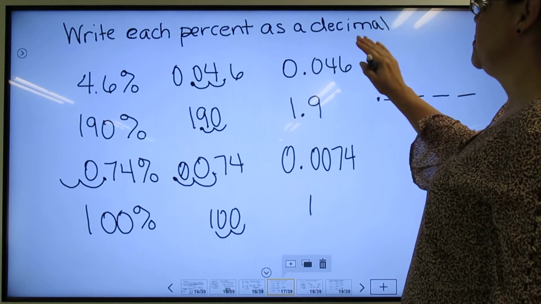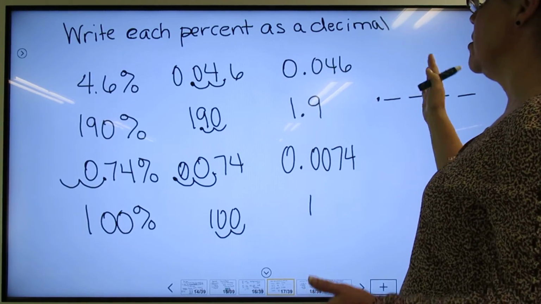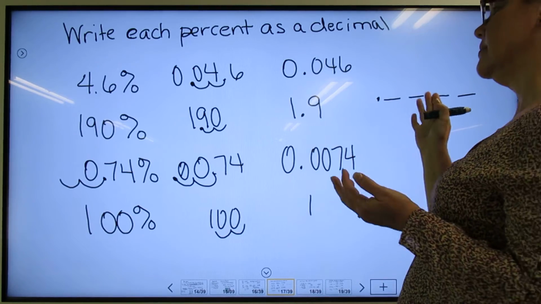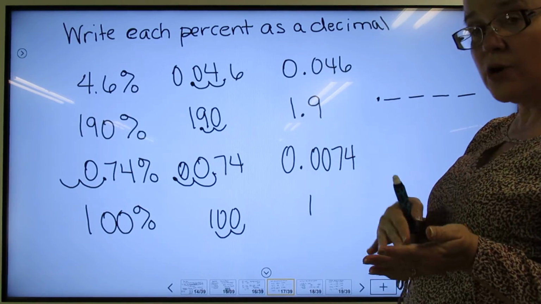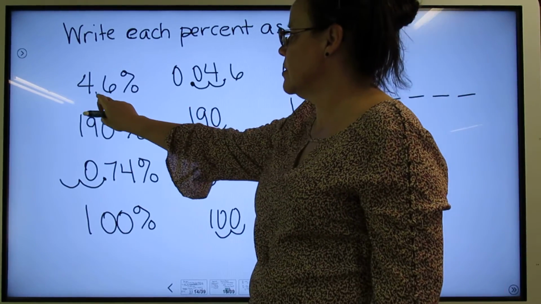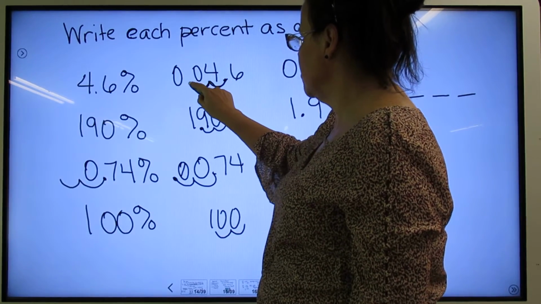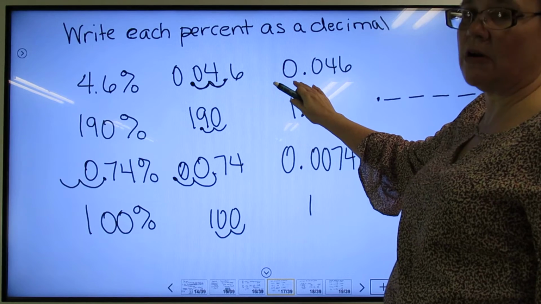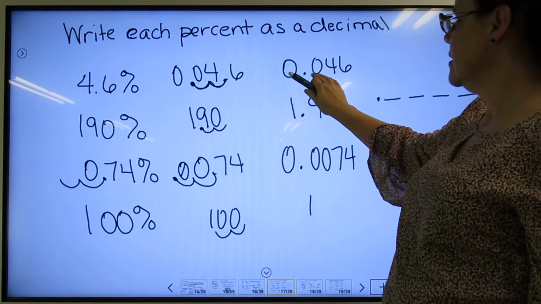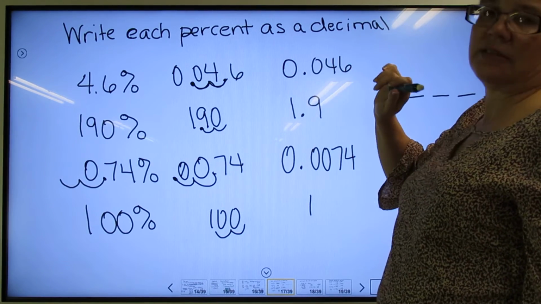Next, write each percent as a decimal. So we did this in class. This is already previously done for you. So we took 4.6. We moved it 2 places to the left. We put in our decimal and we have 0 and 46 thousandths, right?